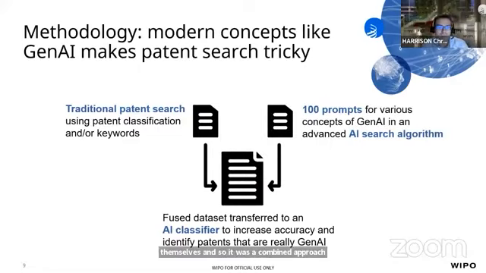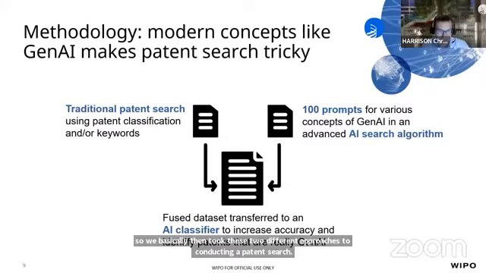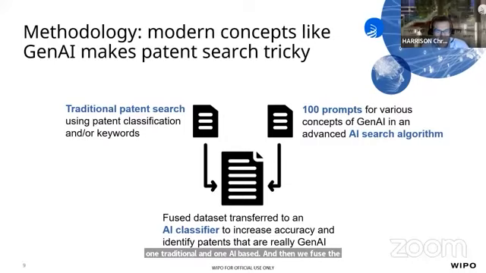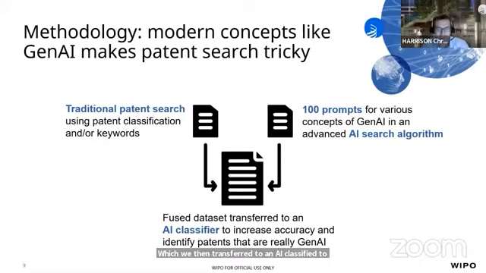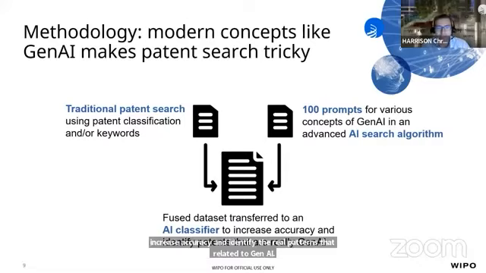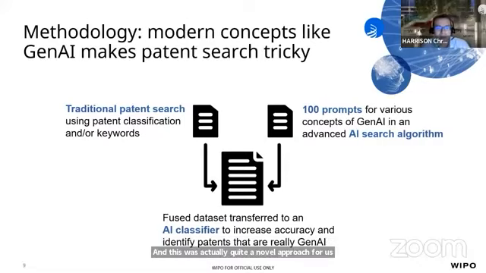And so we basically then took these two different approaches to conducting a patent search, one traditional and one AI based, and then we fused the data sets together, which we then transferred to an AI classifier to help increase accuracy and identify the real patents that are related to Gen AI. And this was actually quite a novel approach for us at WIPO. It was the first time that we'd undertaken such an exercise, but it was critical given how fast growing and new Gen AI is in the area, because the traditional search approach was not going to be fit for purpose.